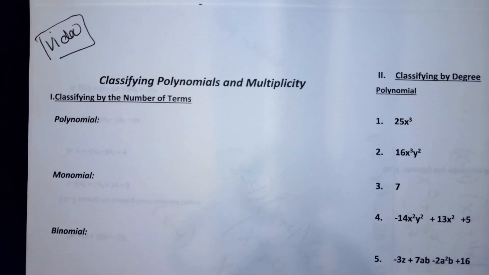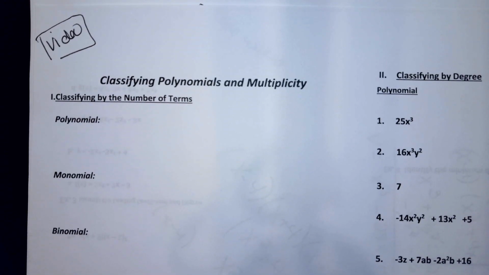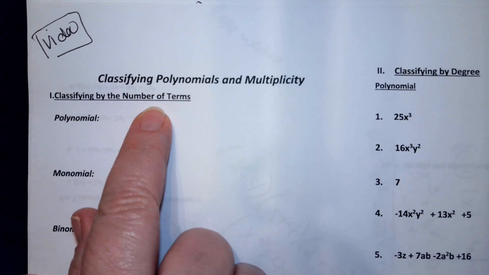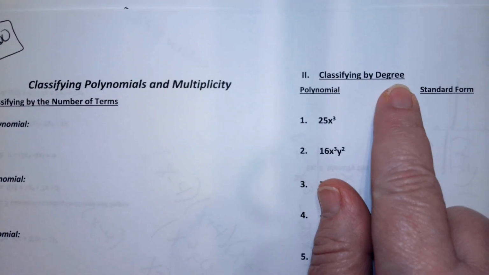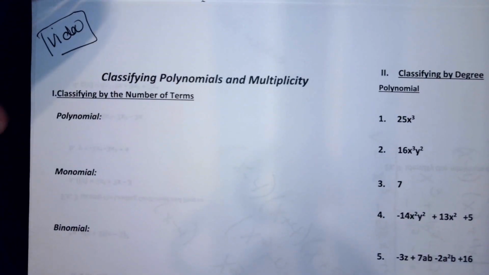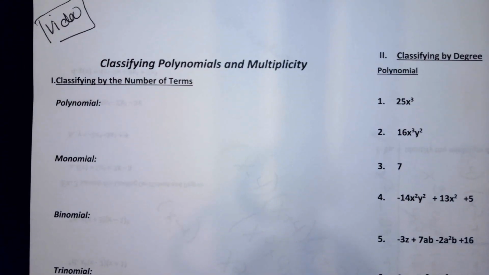So today we're going to be looking at classifying polynomials and multiplicity. There are two ways that we classify polynomials. We classify them by either the number of terms or by the degree. So before we get started, let's go ahead and look at some of our vocabulary here.